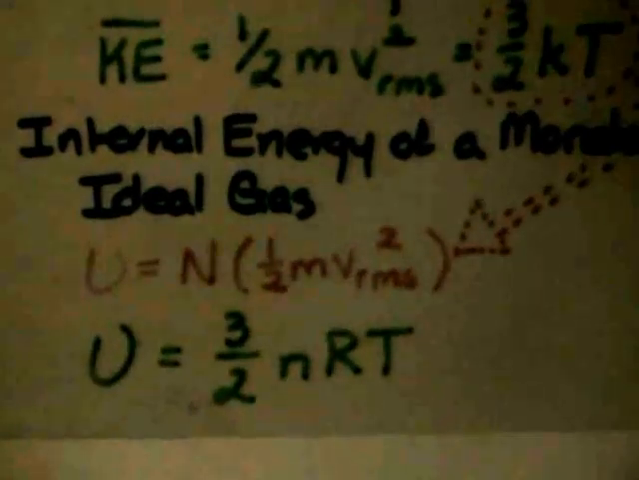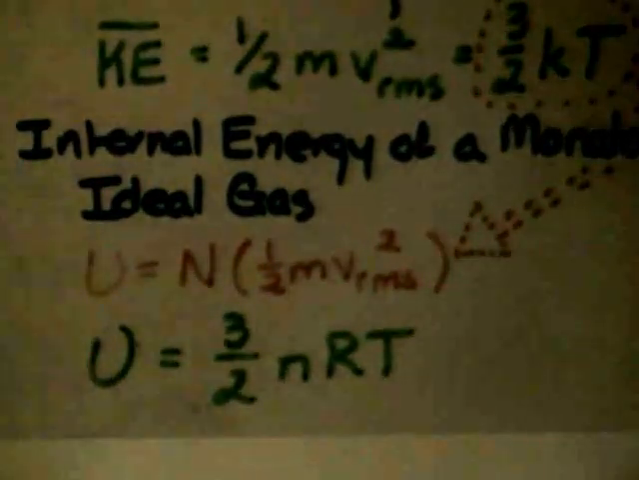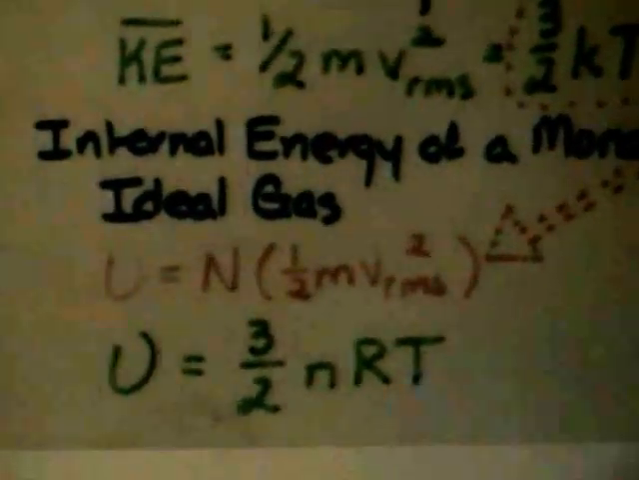Yes, ma'am? Where did the 3/2 kT come from? You know where that's derived from? No, I don't either. K is Boltzmann's constant. Okay, so it's that constant. All right.